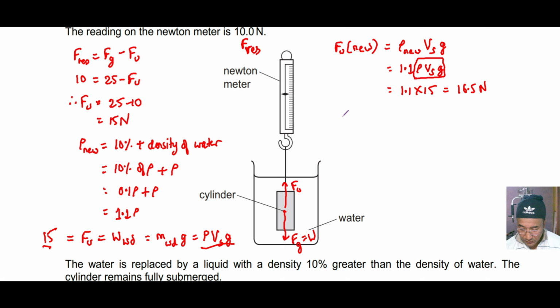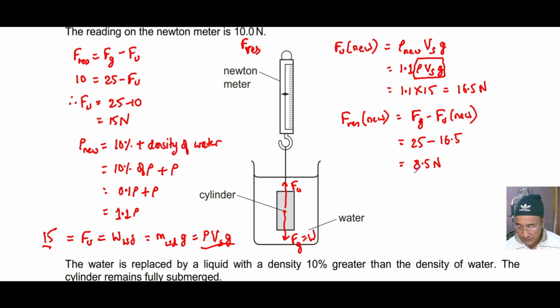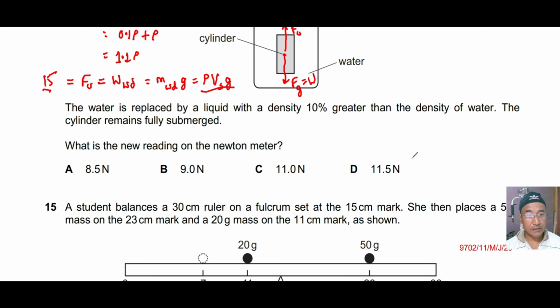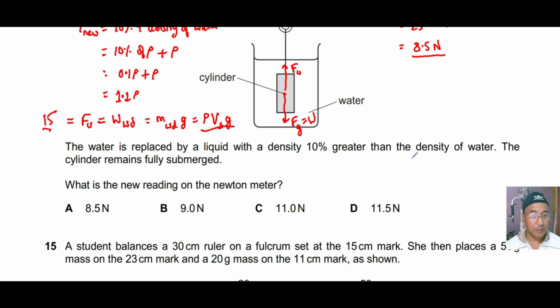Now the new resultant force, F resultant nu, should be equal to the force of gravity minus the new upthrust, and that's equal to 25 minus 16.5. So this becomes equal to 8.5 Newton. And this is what is recorded by the balance now, by the Newton meter. So 8.5 is available in choice number A. So choice number A is the correct answer.